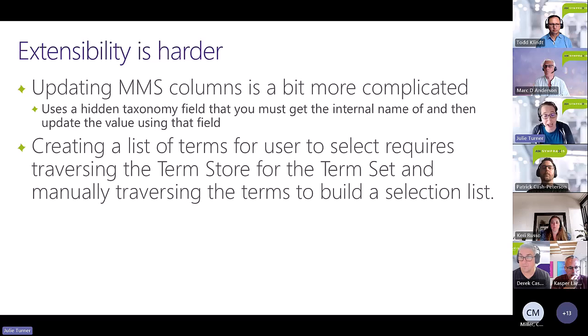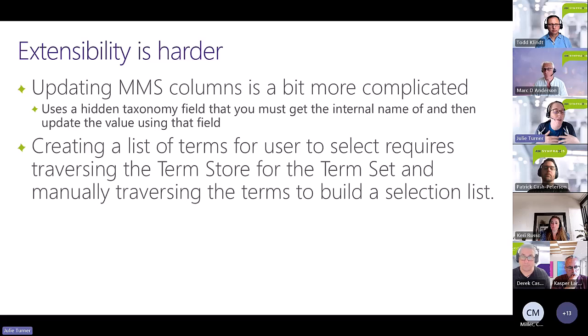If you use PnP.js, it's all in the documentation. So that's there for you. And then of course, creating a list of terms. So now we're talking not the MMS column, but the term store. You have to have rights to the term store. We talked about that when we talked about security, that the security is very specific to the term store. So you have to have specific rights to the term store.